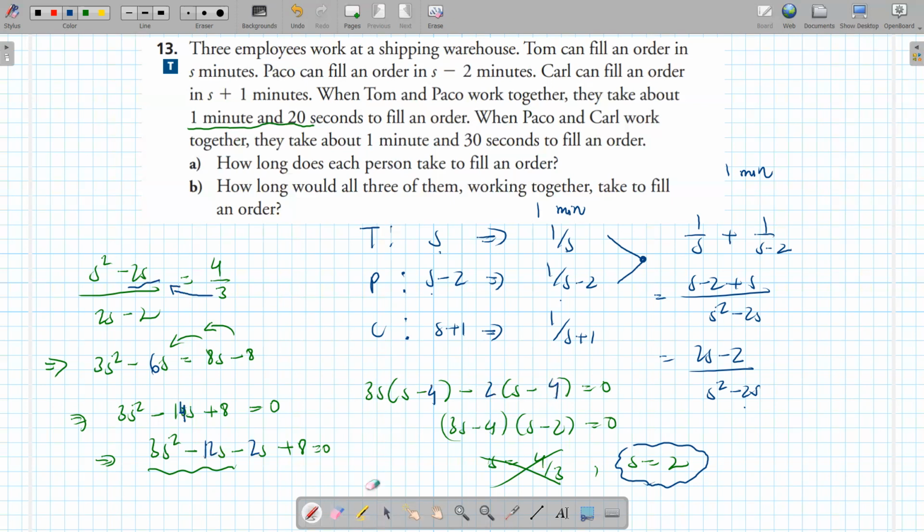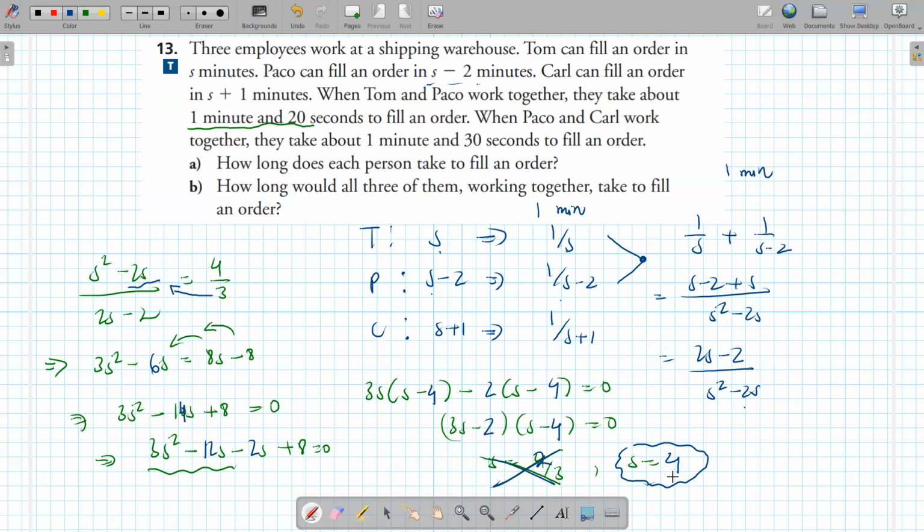So it should be 3s minus 2 and s minus 4. So our two timings are 2 over 3 minutes, which again doesn't make sense because you'll get a negative number for Paco. But s being 4 makes sense now because Paco's time will no longer be 0 minutes. Cool?